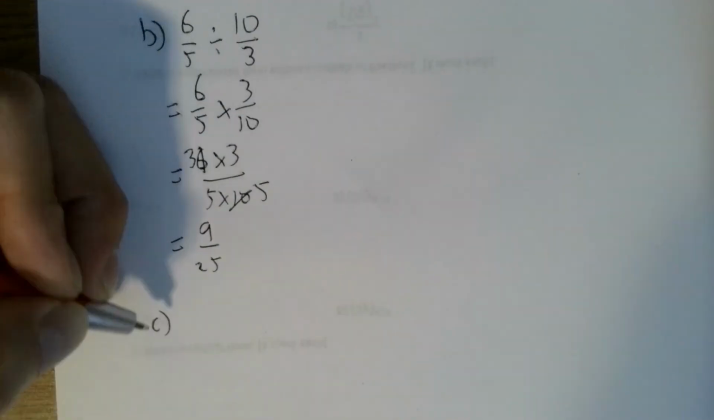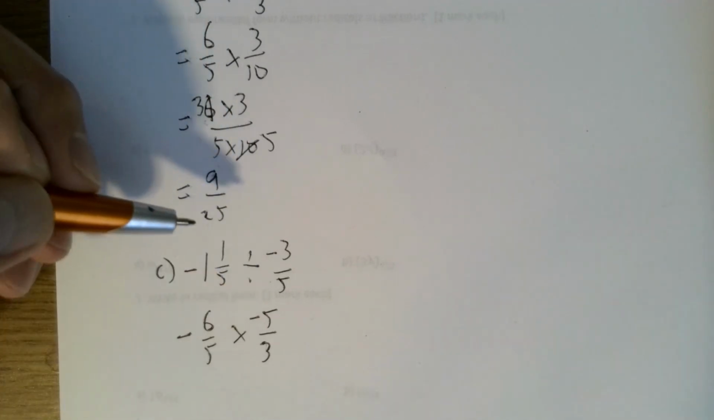Okay, just a couple more of these. I got C, I've got negative 1 1/5 divided by negative 3 over 5. Okay, we need to change this into an improper fraction, and we might as well change that to multiplication at the same time. So that's going to be negative 6 over 5 times negative 5 over 3. Notice with the negative fractions, I can put the negative on the top or the bottom. I prefer to keep it on the top because it just makes more sense.